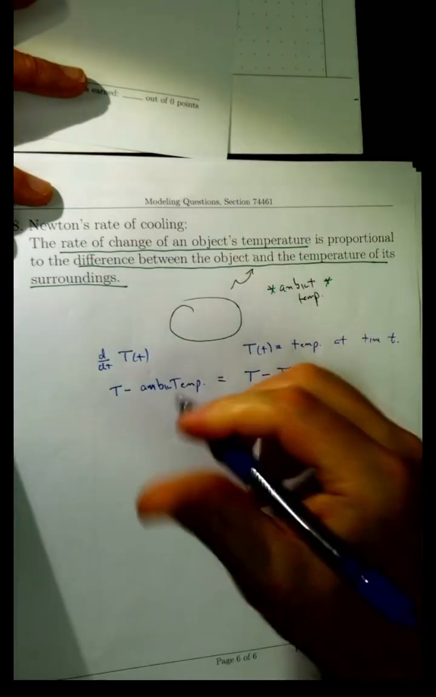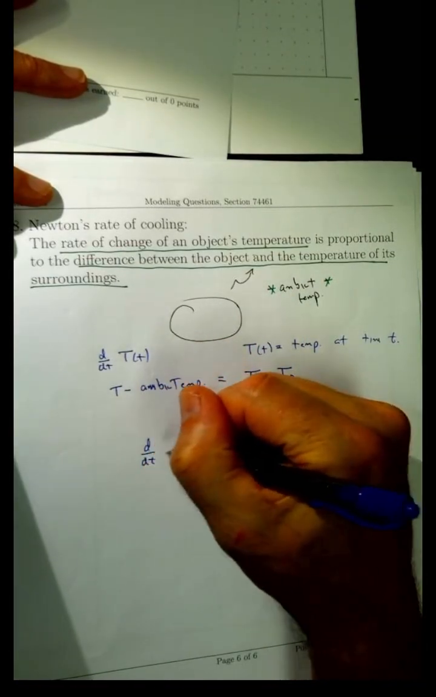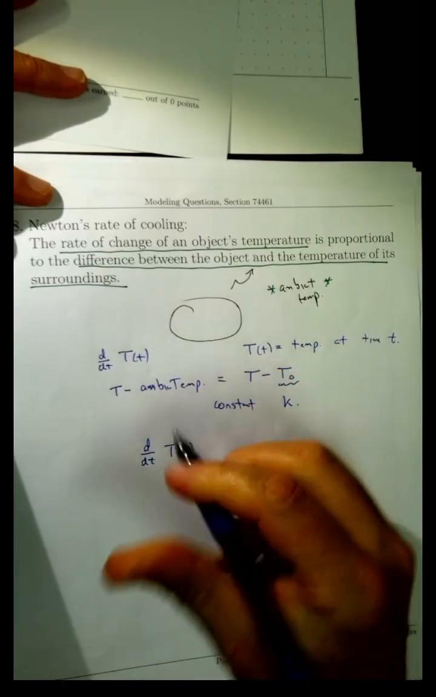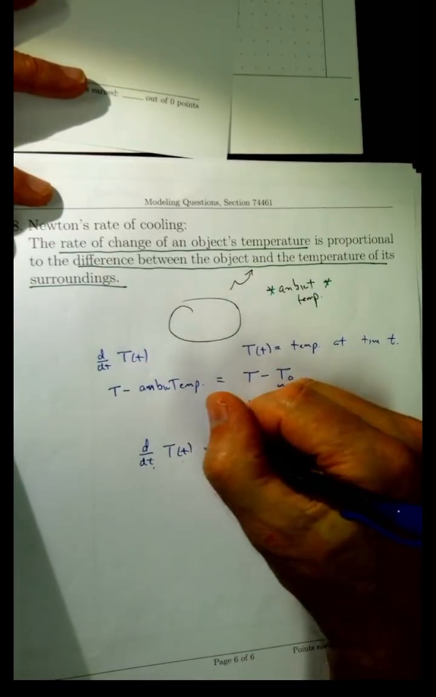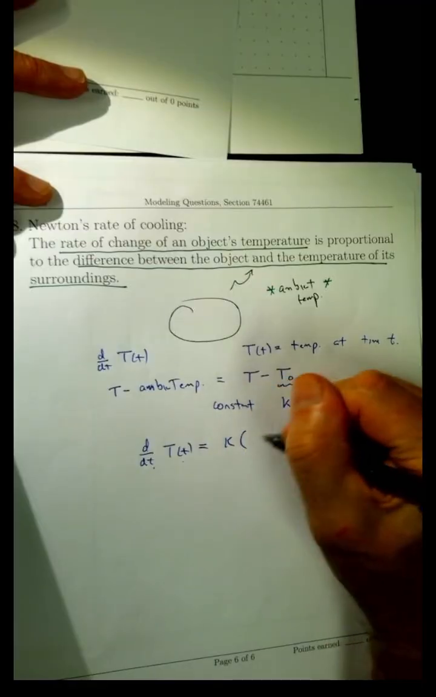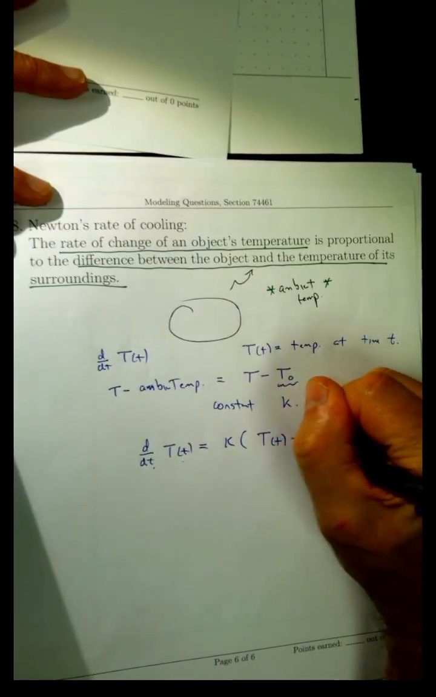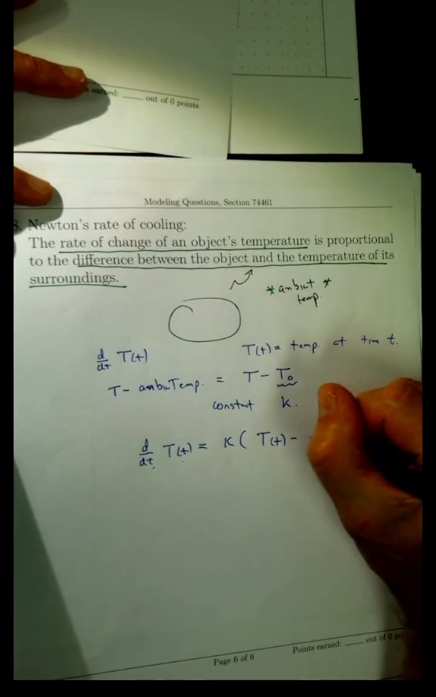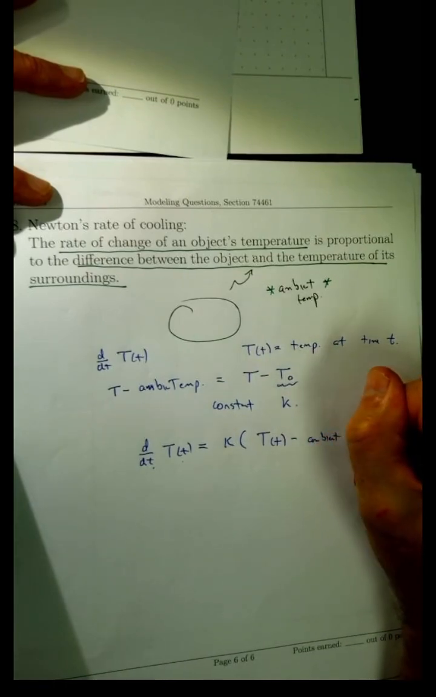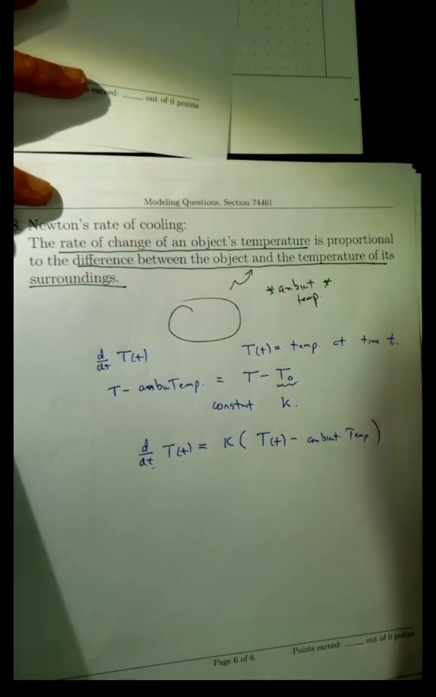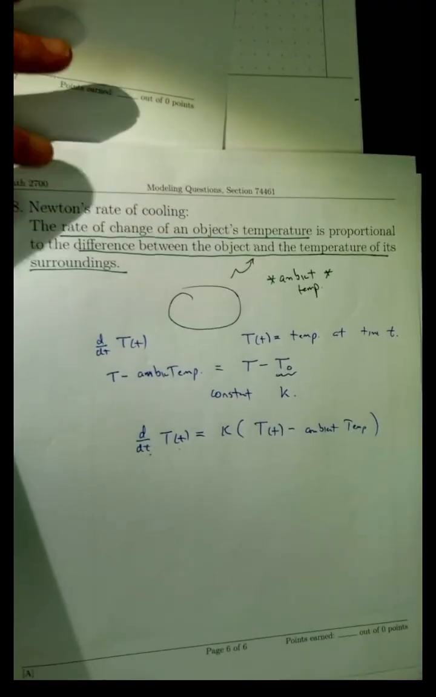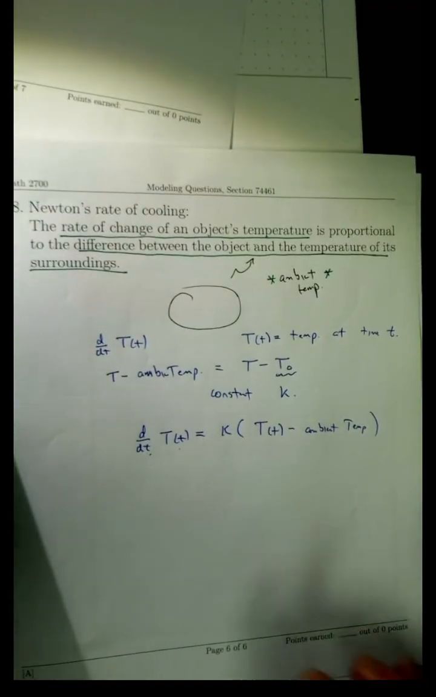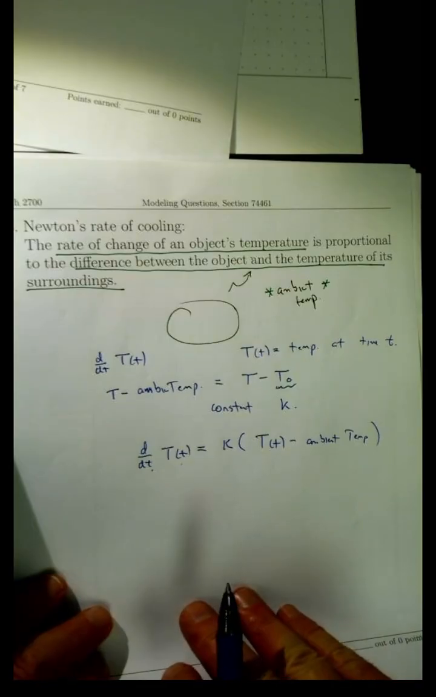We'll call it K. So the derivative of the temperature, and this is the derivative with respect to time, is equal to K times the temperature minus the ambient temperature. Okay. So let's look at an example.